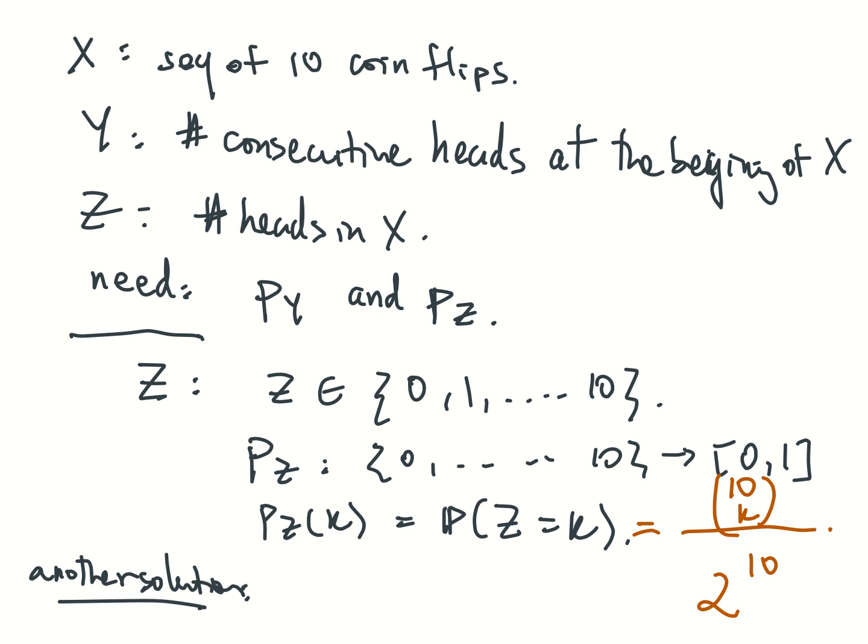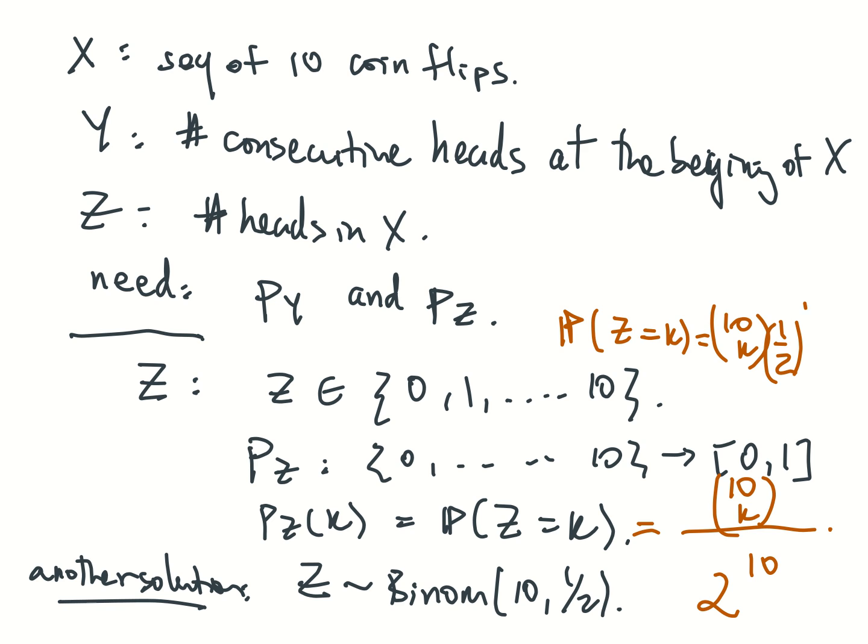We can also use the binomial distribution. Since the tosses are independent and have the same success probability a half, z follows the binomial distribution with n trials and success probability 1/2. So therefore, the probability that z equals k is 10 choose k, a half to the k, 1 minus a half to the power of 10 minus k, which simplifies to the same expression.